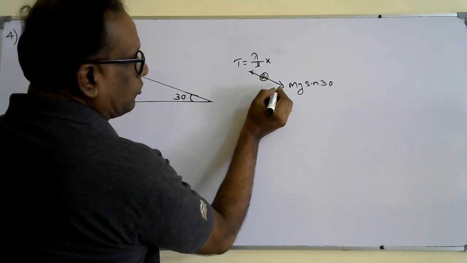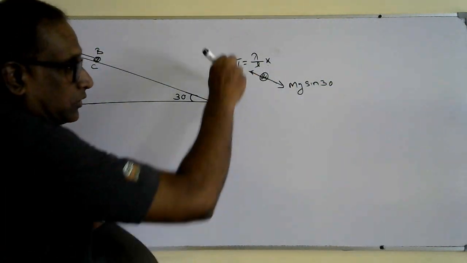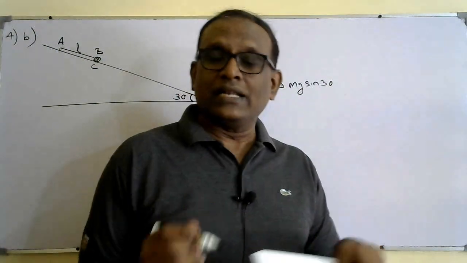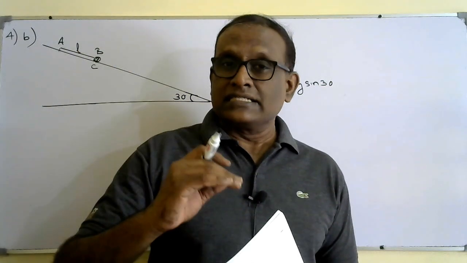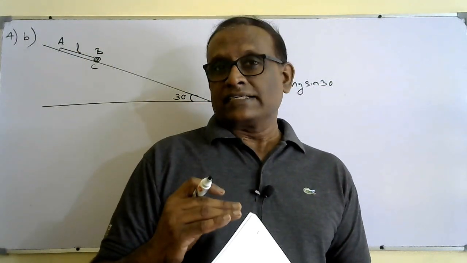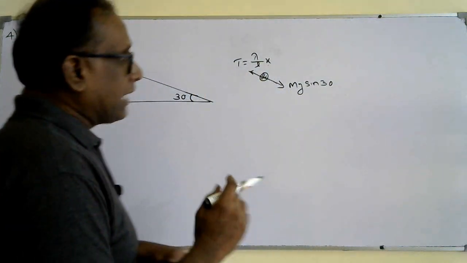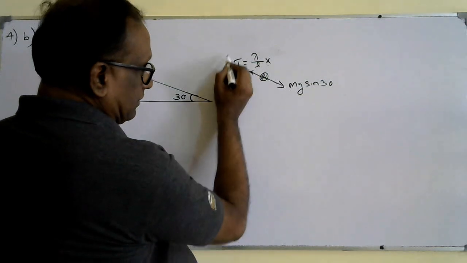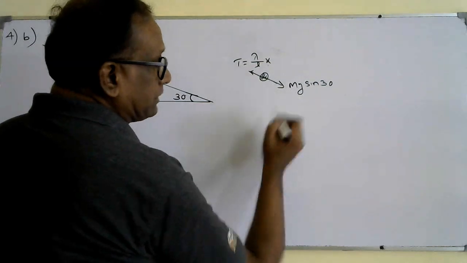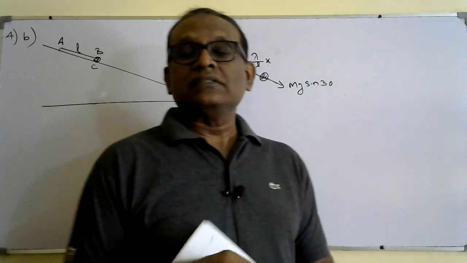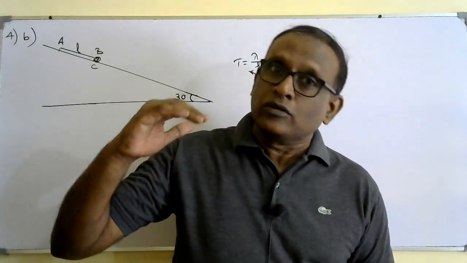So what happens when the ball moves further and further down? Tension will increase when x increases, so the downward resultant force will decrease and acceleration will decrease, but there is still acceleration. When there is acceleration, the speed will increase. But at a point, for a particular extension x, the tension will become equal to mg sine 30. At that moment, the acceleration will become equal to 0. But still it has speed, so it will move further down.